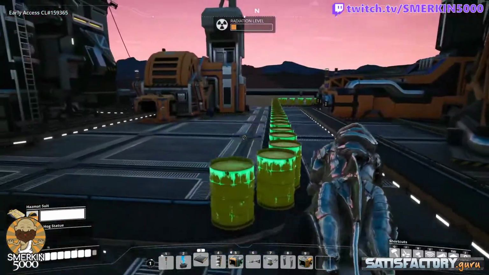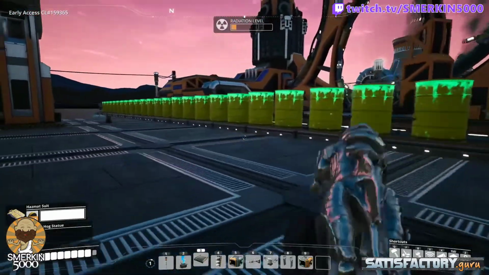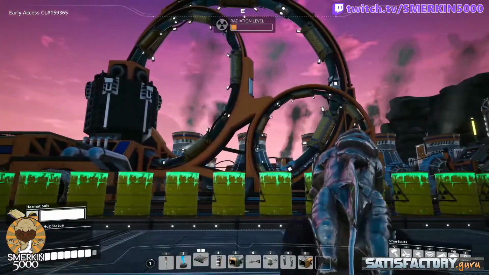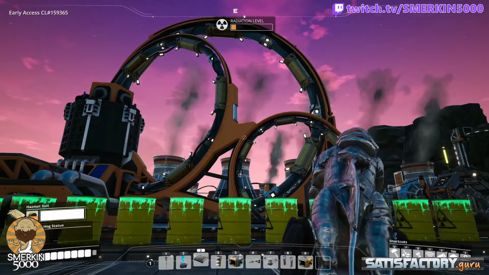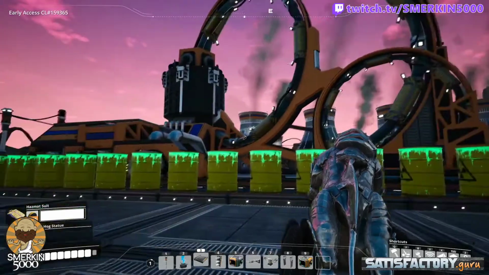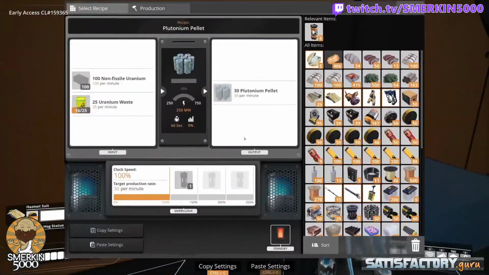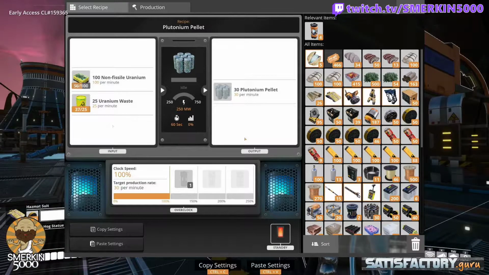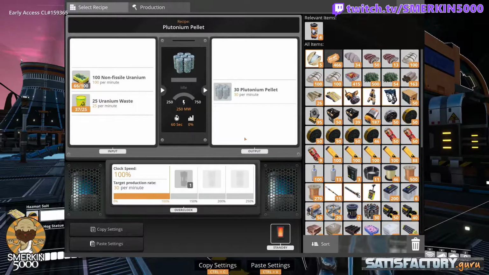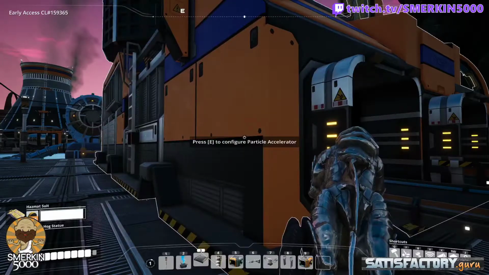And that will start up these. Yeah, it takes a while. There obviously needs to buffer that process up, because it requires 25 waste and 100 non-fissile uranium per minute. Now, as I explained earlier, we're making 100 uranium waste per minute at the 10 nuclear power plants, so it will take a while for this process to fire up and happen.